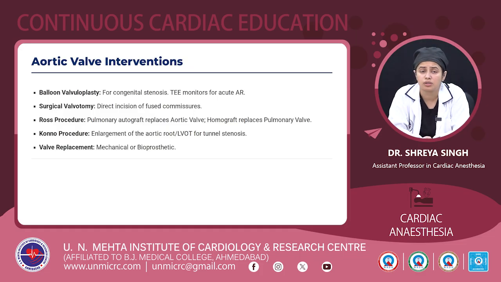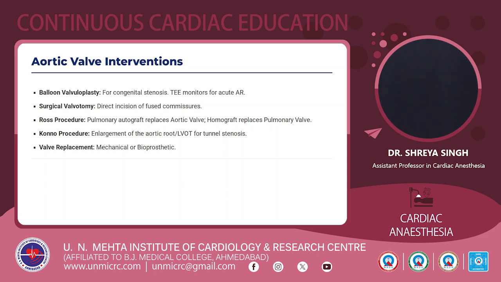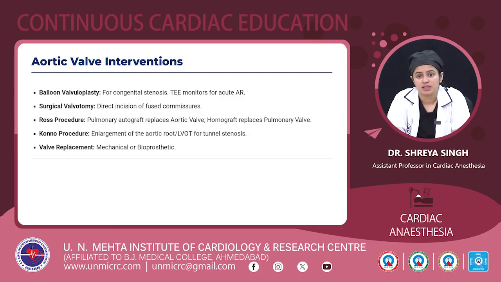We have something called the Ross procedure. Here the pulmonary autograft replaces the aortic valve and a homograft replaces the pulmonary valve. We have the Konno procedure. There is enlargement of the aortic root or LVOT for tunnel stenosis. And we have valve replacement, which could be mechanical or bioprosthetic.